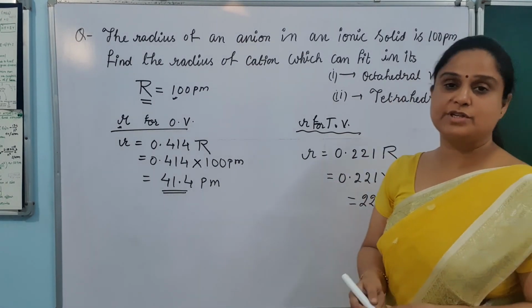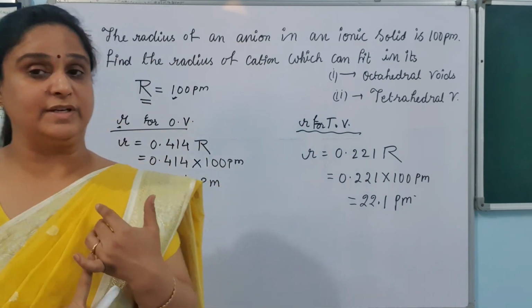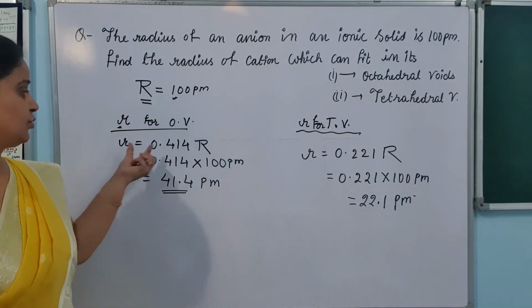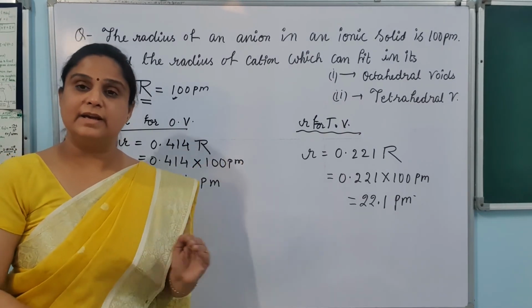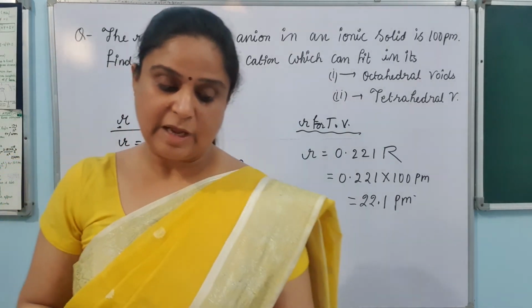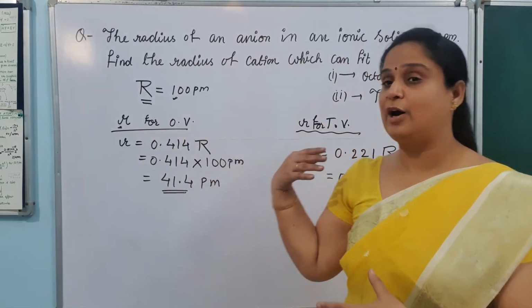So this type of question will be asked to you related to octahedral and tetrahedral voids. Radius ratio is the ratio of the radius of the cation and the anion. This you have to remember. I hope it is clear to you and this will help you understand how to apply this concept.